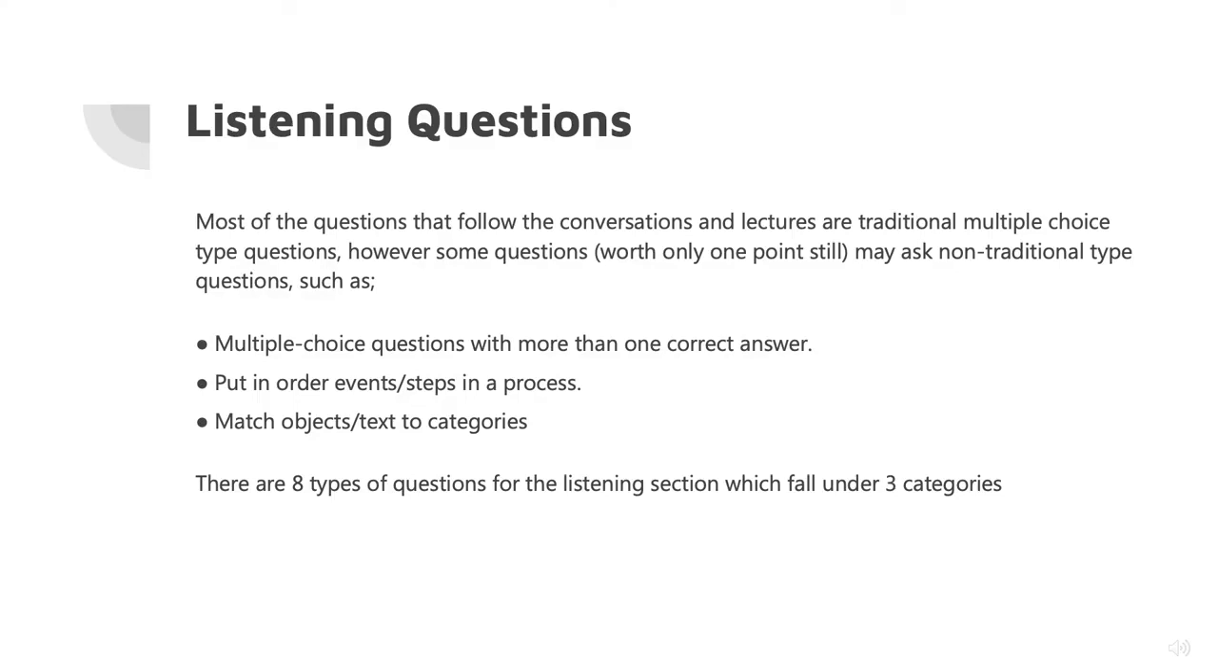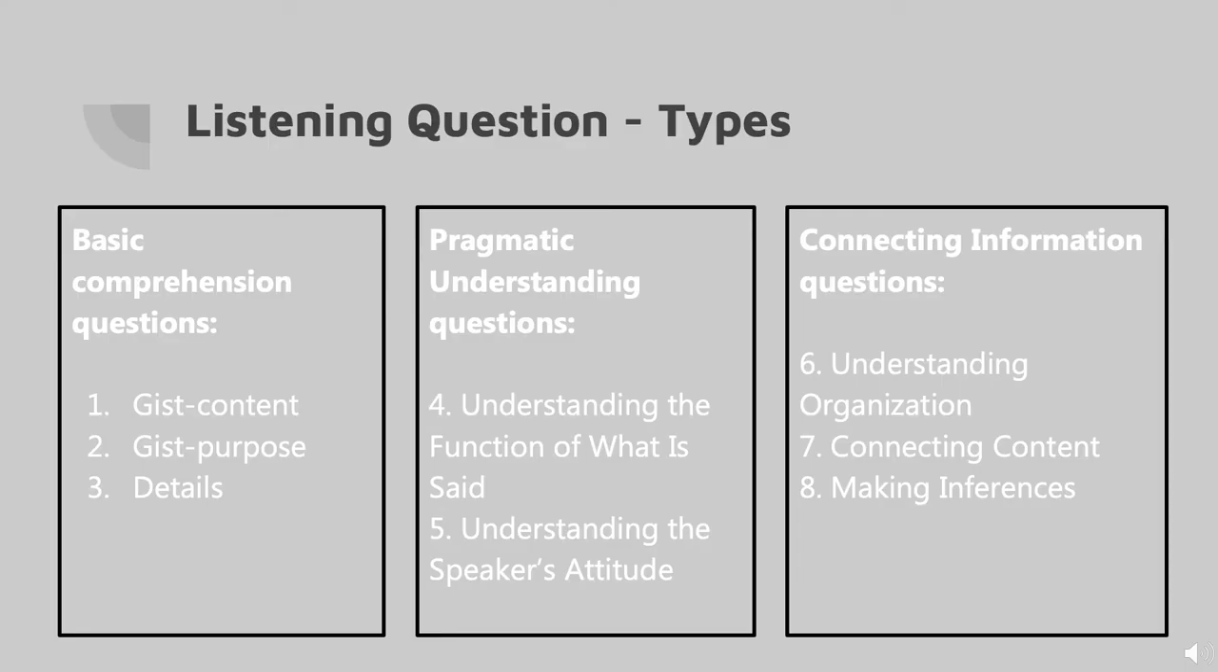There are 8 types of questions for the listening sections which fall under 3 main categories. The first of the categories is basic comprehension, where you have gist content questions, gist purpose questions, and detailed questions. Under the second category is pragmatic understanding questions. You have to understand the function of what is said and understand the speaker's attitude. And the last is connecting information questions: understanding organization, connecting content, and making inferences.